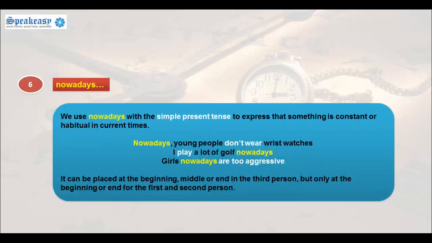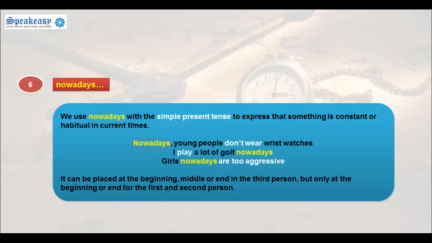We use nowadays with the simple present tense to express that something is constant or habitual in current times. Nowadays, young people don't wear wristwatches. I play a lot of golf nowadays. Girls nowadays are too aggressive.